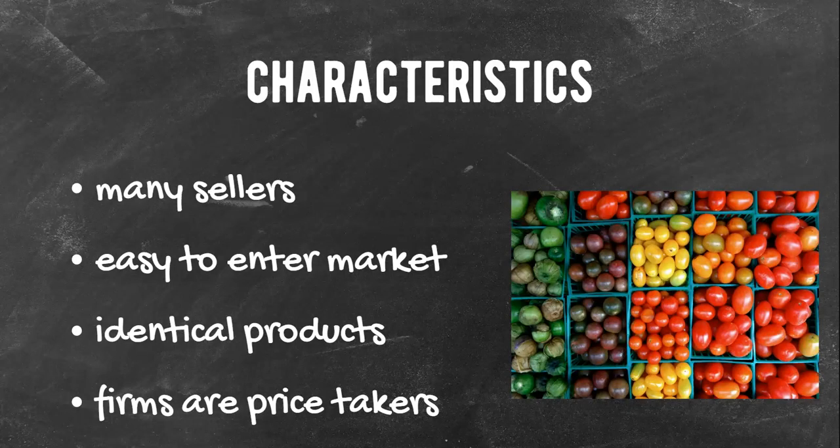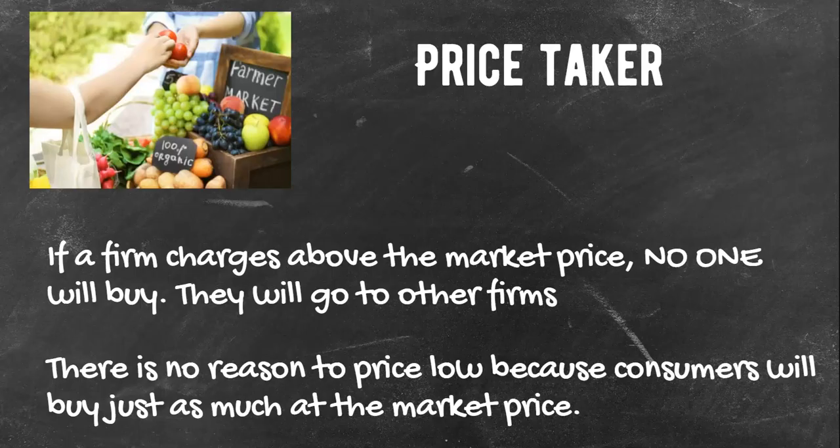So perfect competition means there are many sellers in the market. It's easy for new firms to enter or existing ones to leave. Also, all products are identical and each firm is a price taker, meaning that they must accept the market price. And a good example of a perfectly competitive market is a farmer's market.